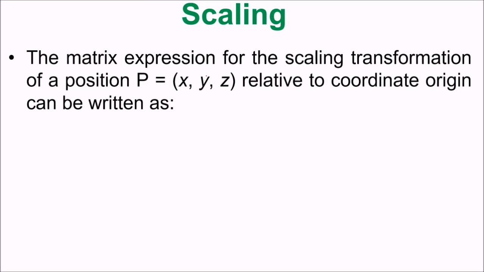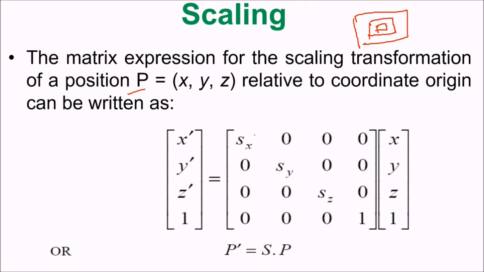In scaling, the matrix expression for scaling means increasing or decreasing the size. So the matrix expression for the scaling transformation of a point P related to a coordinate origin can easily be represented by x dash, y dash, z dash, P. And this is our P dash. This was our original vector P, and this is our scaling matrix S. So sx, sy, sz, and 1. So in the diagonal we have sx scaling. This is scaling with respect to x, y, and z, and this is of course 1.